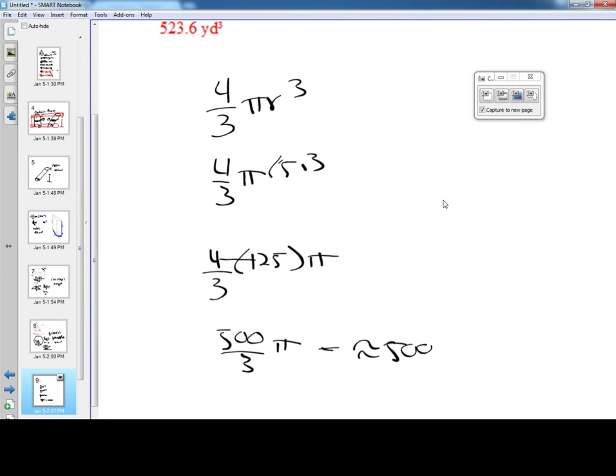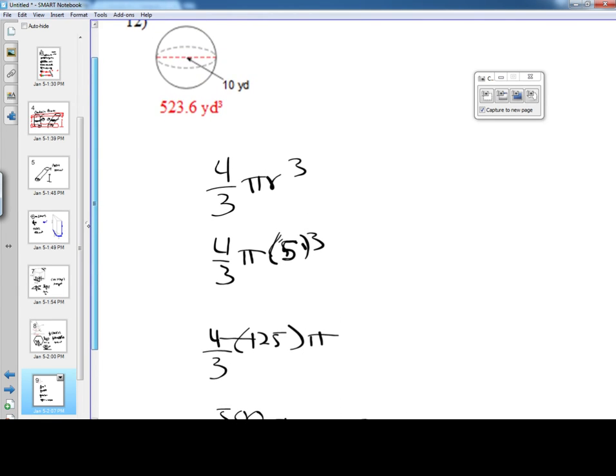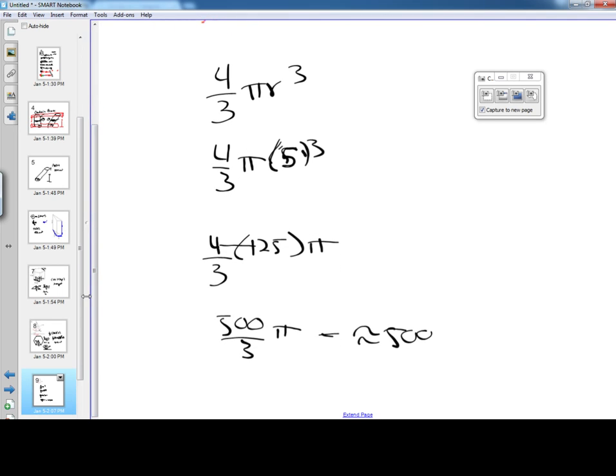Oh, I had to erase my 10, so that's a 5. It's a 5 because it's the radius, and what they gave us was the diameter. And then is that a 1 next to the 2, 5, like 1, 2, 5, right? Yeah, because 5 cubed is 125. Oh, okay. 125. Good.